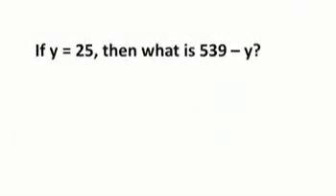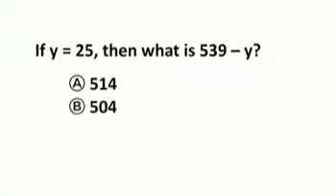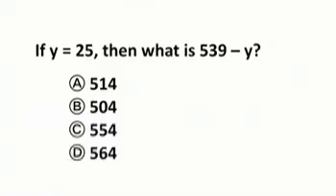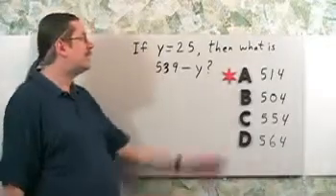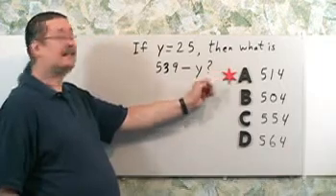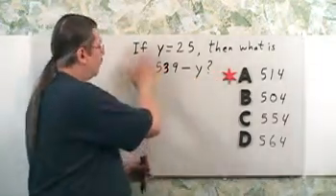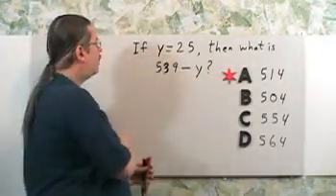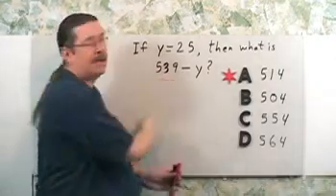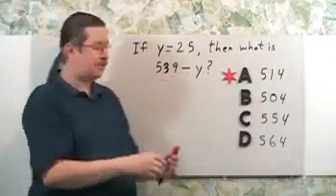If y equals 25, then what is 539 minus y? The correct answer is A, 514. Let's see why. If y is 25, then you want to find out what is 539 minus y. Well, we can do a substitution.